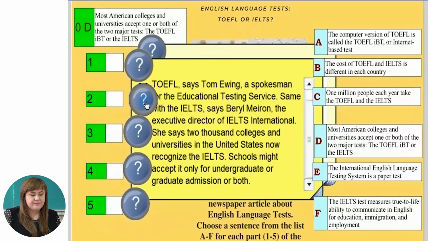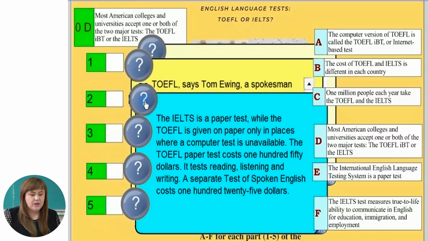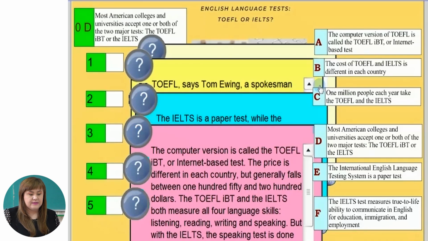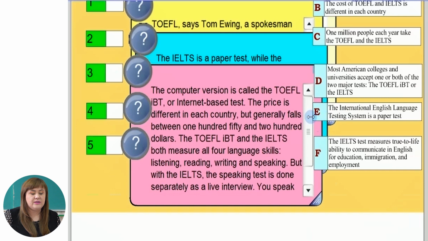The TOEFL is a paper test only in places where a computer test is unavailable. The TOEFL paper test costs $150. It tests reading, listening, and writing. A separate test of spoken English costs $125. The computer version is called the TOEFL iBT, or Internet-based test. The price is different in each country, but generally falls between $150 and $200.